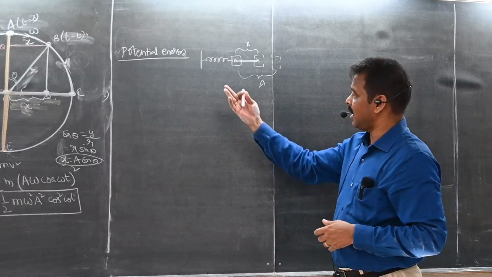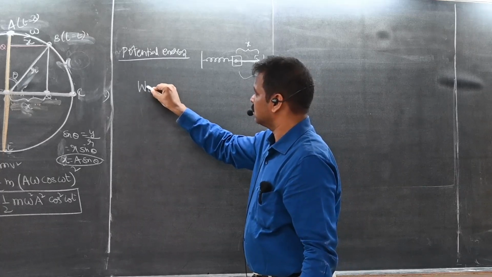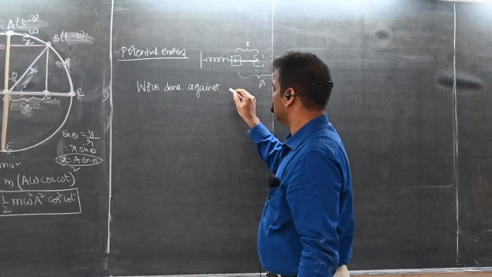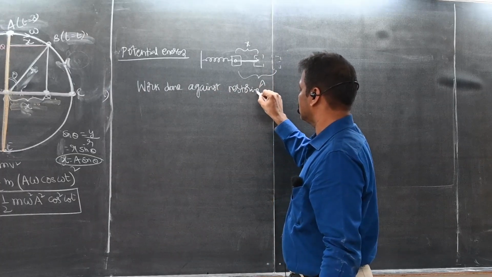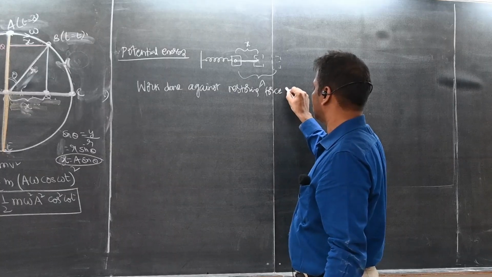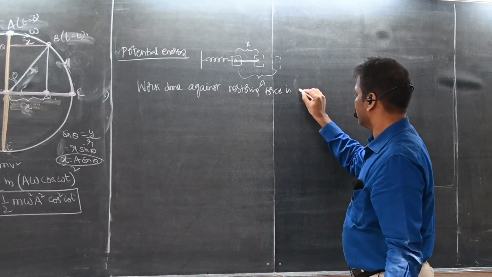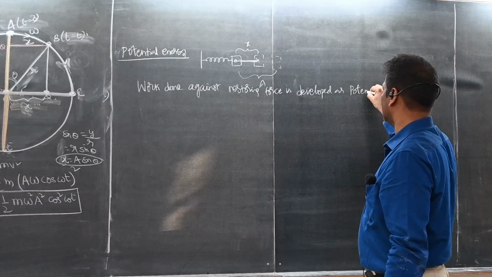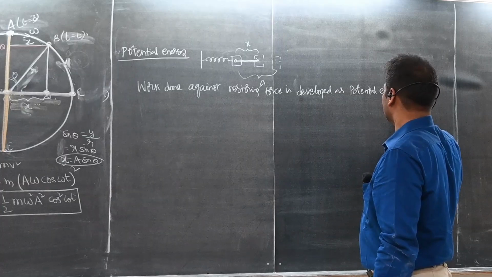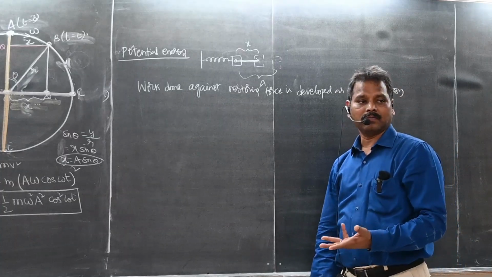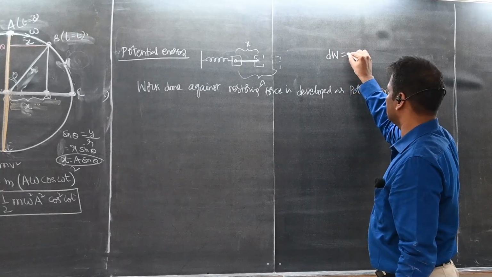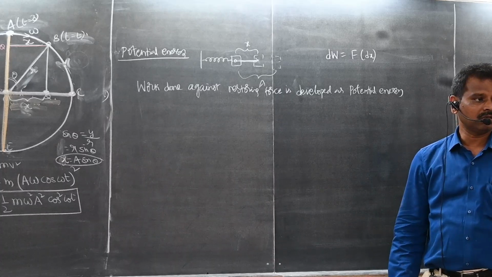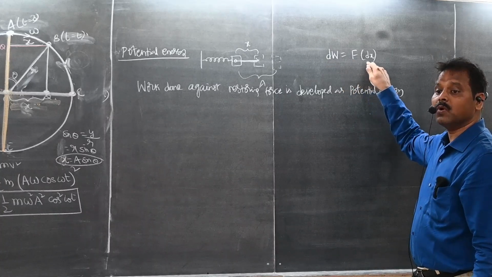Which energy? Here also, work done against the restoring force is developed as potential energy. Which energy? Potential energy. So how to find the work done? We know this general formula. What is dW? dW is F into dx. Small work done is equal to force into small displacement.